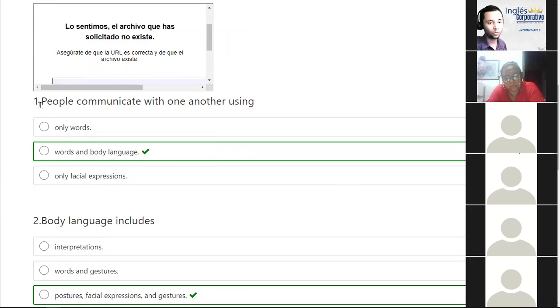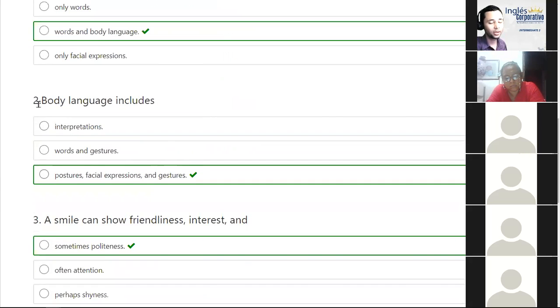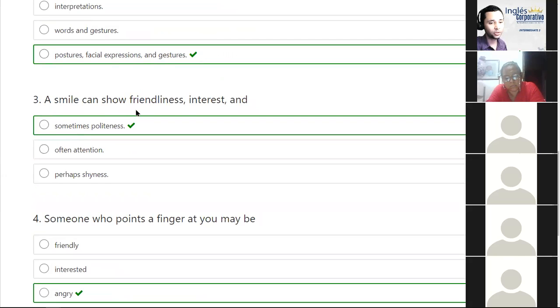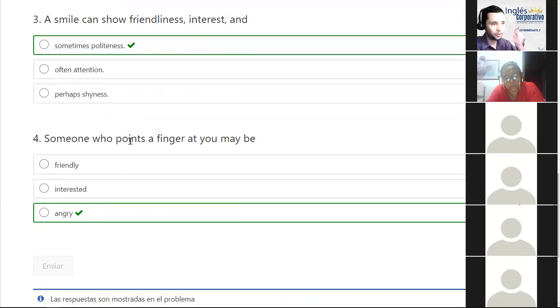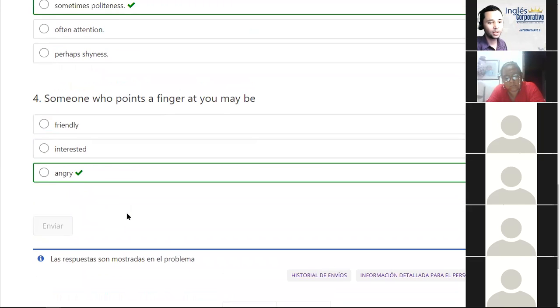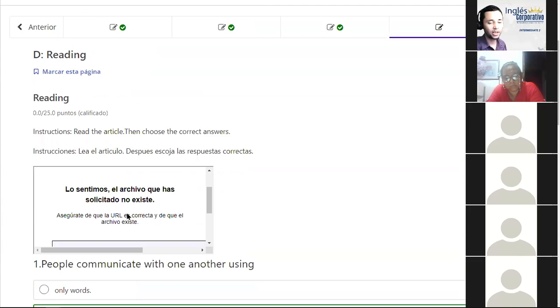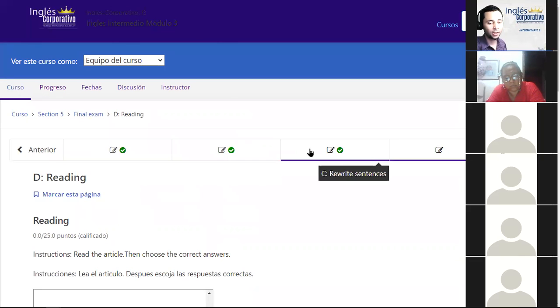Estas son las respuestas. Number one, people communicate with one another using words and body language. Number two, body language includes postures, facial expressions, and gestures. Number three, a smile can show friendliness, interest, and sometimes politeness. And number four, someone who points a finger at you may be angry. That's it. Eso sería nada más una guía para resolver la prueba final. Y con eso termina, ¿no?